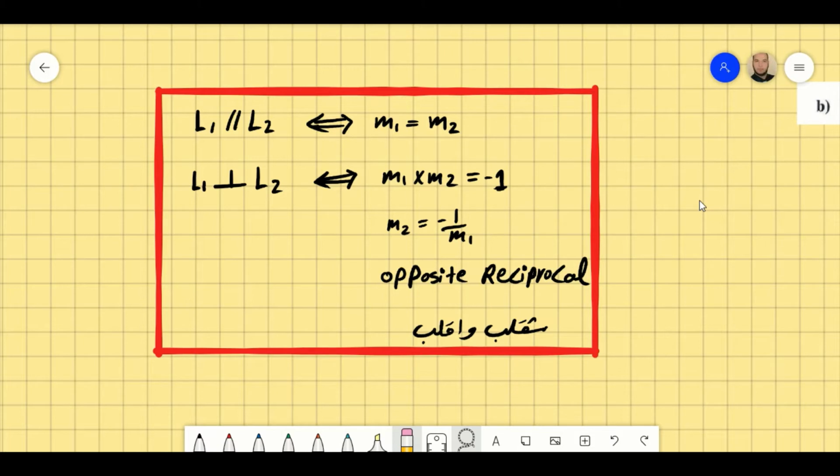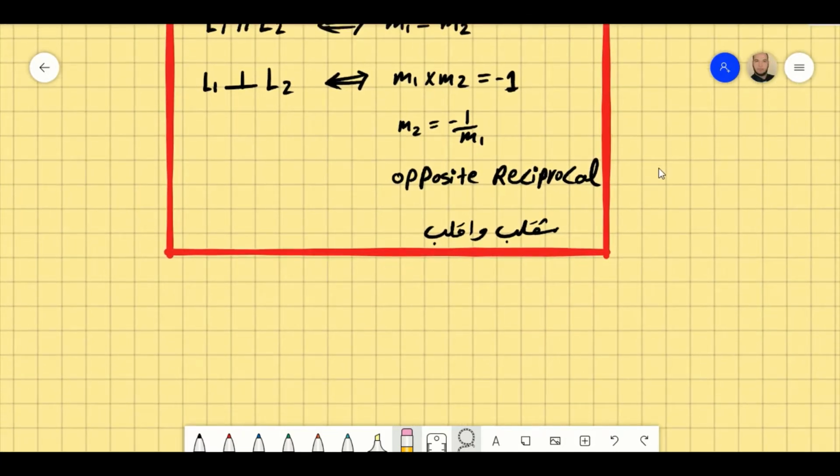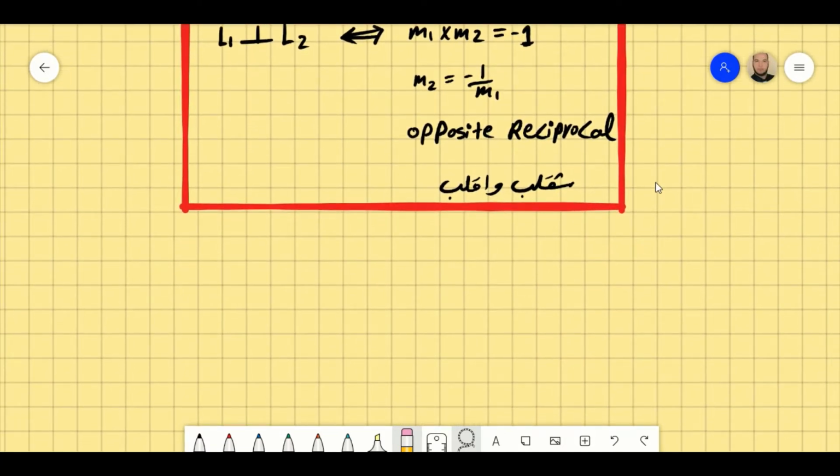We say opposite reciprocal. يعني if you have one of the slopes, لو عندك واحد من the two slopes, تعمل opposite reciprocal علشان تعرف الاسلوب التاني. او بالمصري كده بنقول شقلب وقلب. يعني مثلا لو انا عندي m1 ب 2 over 3 يبقى m2 ده ب -3 over 2. بشقلب الرقم upside down وبغير الساين.